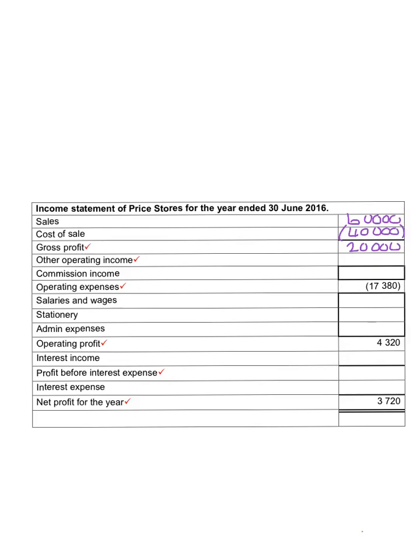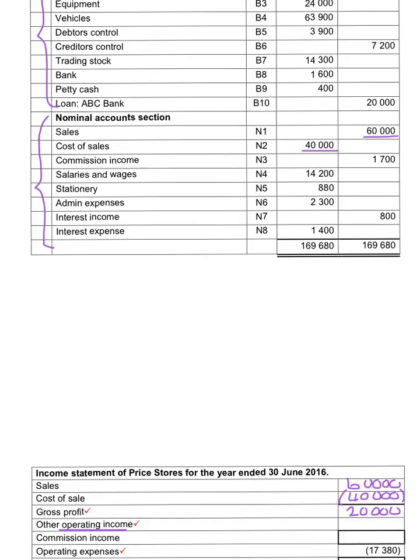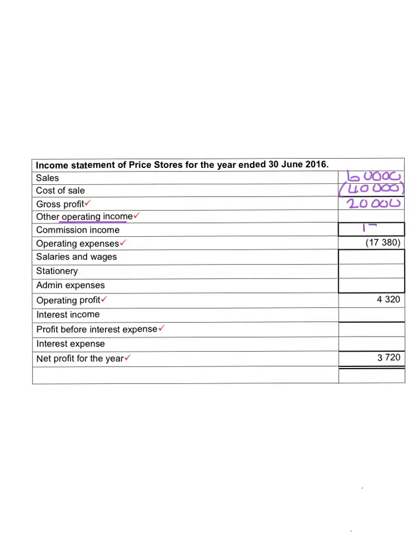Then we have to look at any other operating income. In this example, we only have commission income. We will transfer the 1,700 commission income and will then indicate that the total operating income is 1,700. We then have to look at all the expenses that were paid in the business.